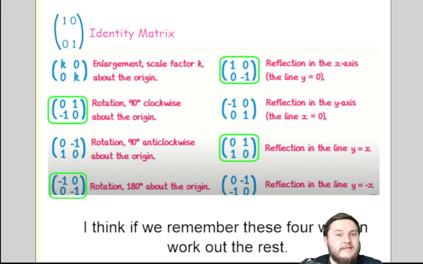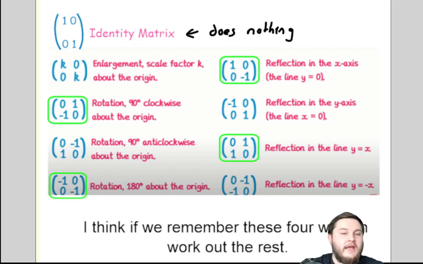Obviously the identity matrix, absolutely key. It is the matrix that basically does nothing, right? It doesn't do anything. The shape goes to the same shape. Enlargement by scale factor k about the origin is just k, 0, 0, k, where k is the scale factor. Because remember, as we discussed, it's just k times the identity matrix. So it's the same sort of pattern with the leading diagonal, but by scale factor k.